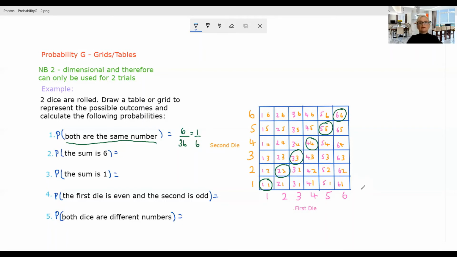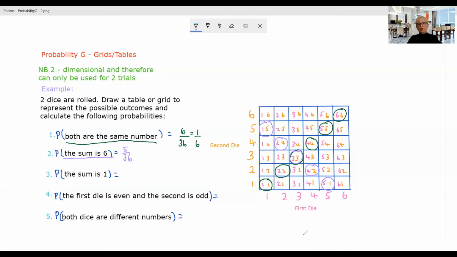Okay, let's pick another colour. The sum is 6. Okay, so we're doing the sum is 6. So let's have a look at some examples of that. Let's see where we can find that. So we've got 5 and 1 would work, 4 and 2, 3 and 3, 2 and 4, and 1 and 5. So all of those ones I've circled in purple will work for the sum being 6. So we've got 1, 2, 3, 4, 5 of them out of our 36, and there's nothing we can do to simplify that.